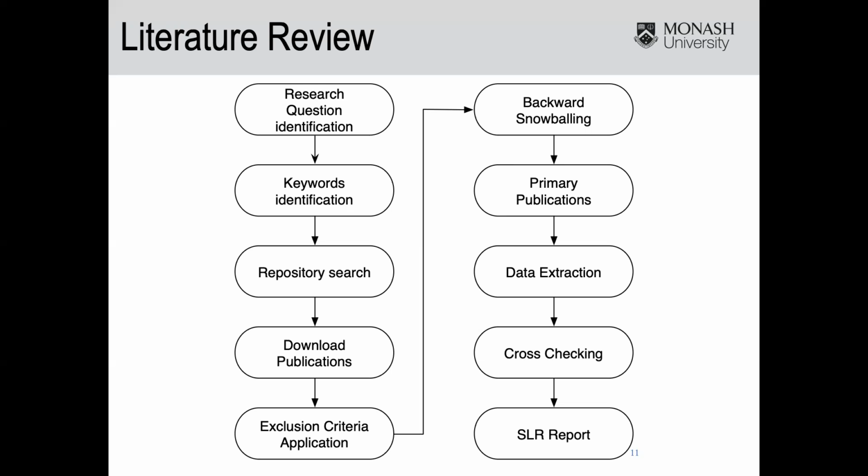And after that, in this work, we further did a backward snowballing process. So which is trying to, based on the found papers, we read their related works, trying to find if they have mentioned some other papers which are relevant to our topic, but have not been included previously. So by doing that, we eventually collect all the papers and put them into the primary publication set. And then we do the data extraction, and the authors cross-check the results. And then eventually we write the literature review report.